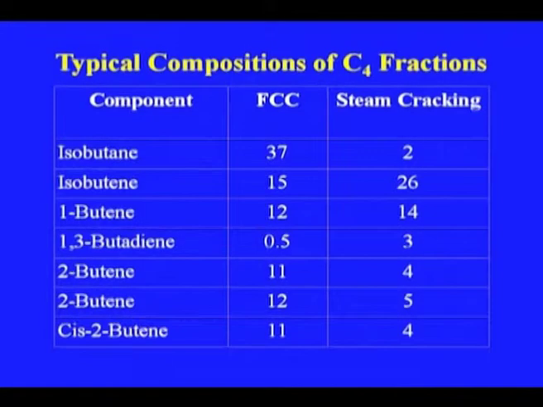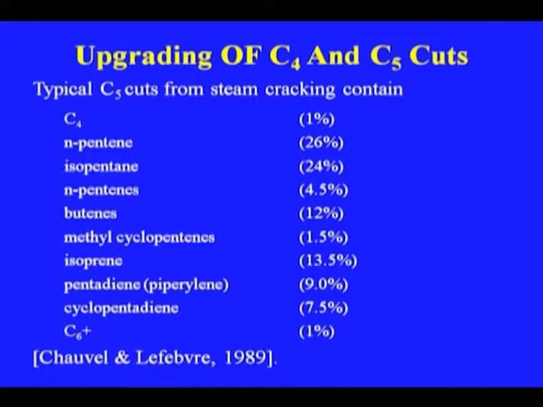This is the typical composition which I was telling about. Here you see the butadiene percentage, and there are isobutene, 1 butene, and 2 butene; both the butenes are there. This is the typical composition of the steam cracking C5 fraction that we are having, and here you see isoprene and cyclopentane. These are two very valuable products. This is not butenes here, but the isoamylenes, the amylenes which are being used.